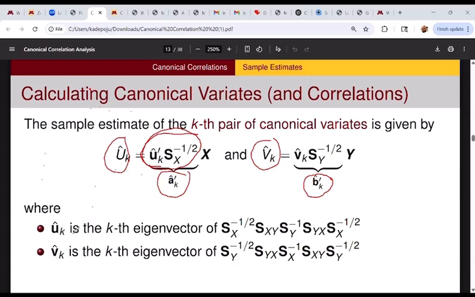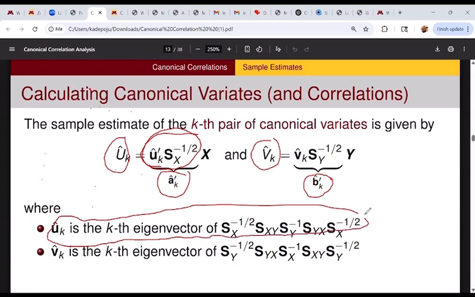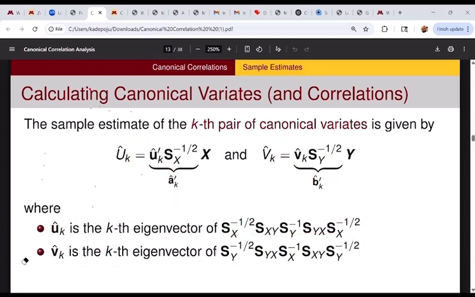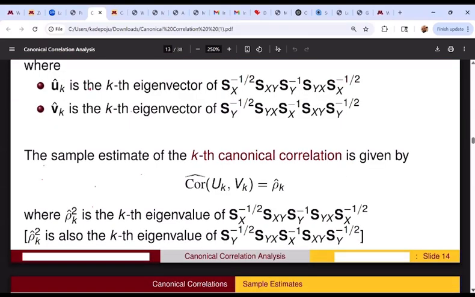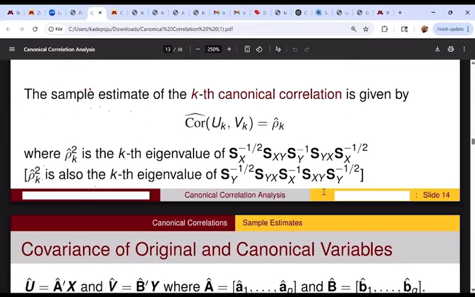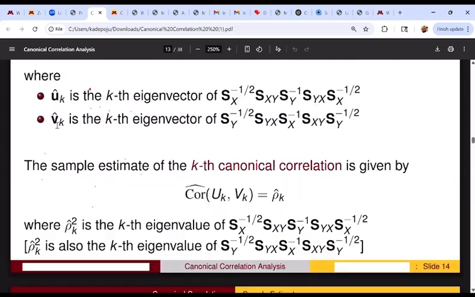And of course, the estimate of this is actually what I mentioned the other time. That's going to be the eigenvector of that. And of course, here is going to be the eigenvector of that. So we are working with a sample right now. I think I showed you the population one the other time.